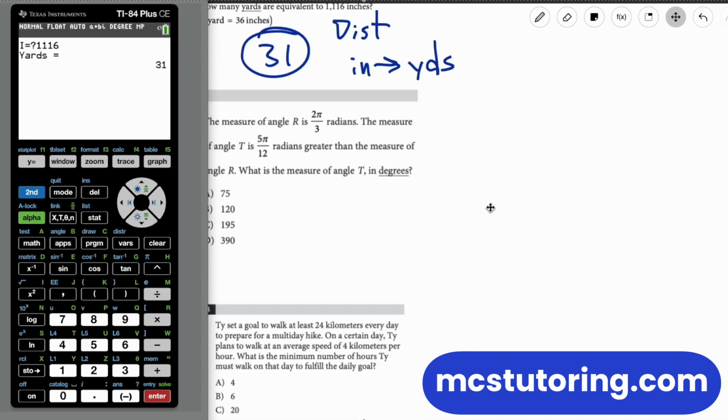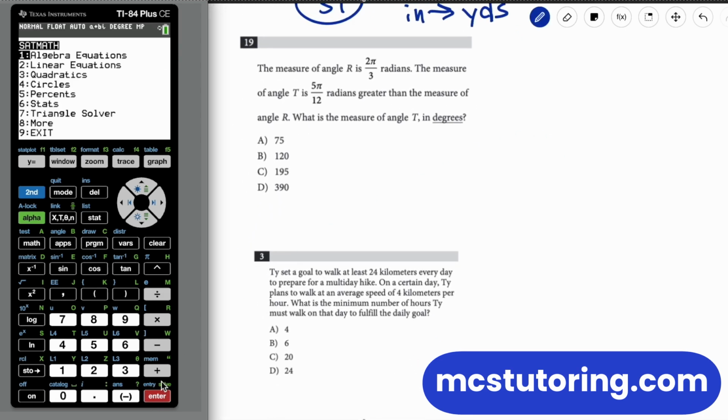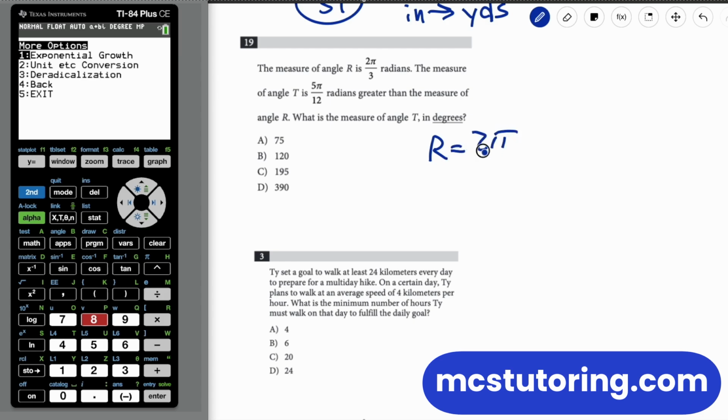Okay. I think we just have a few left. This is great. Now, this next one, we're going to go to the more menu, of course. Now this is going from radians to degrees. It says R is 2 pi over 3 radians. T equals 5 pi over 12 plus angle R, so greater than measure of angle R. What's measure of angle T?